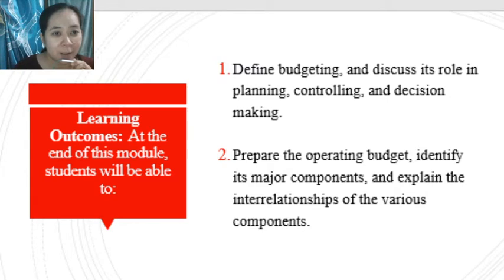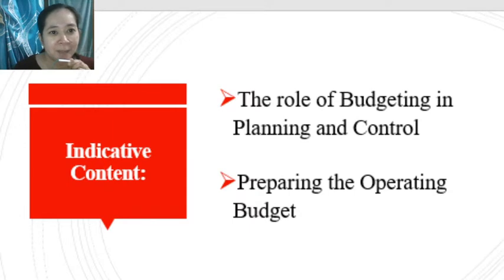For our learning outcomes, at the end of this module, the students will be able to, number one, define budgeting and discuss its role in planning, control, and decision making. Second is to prepare the operating budget, identify its major components, and explain the interrelationships of the various components. For the indicative content, we will have first the role of budgeting in planning and control, and the second is preparing the operating budgets.